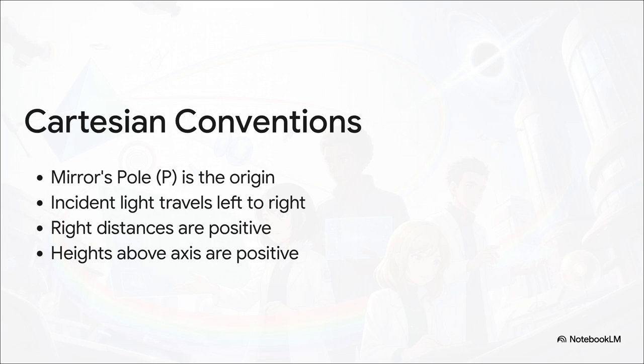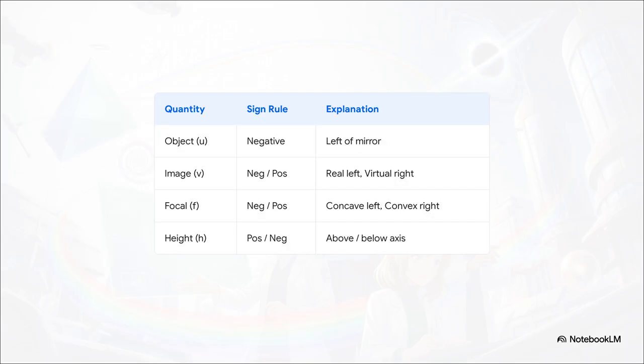Because incident light always travels from left to right, any distance measured to the right is positive, and anything measured to the left is negative. Same goes for height. Above the axis is positive, below the axis is negative. Pretty straightforward, right? When you're mapping this out, you really want to pay close attention to the object distance, represented by the letter U. Because you physically place an object in front of the mirror on the left side, that value is always going to be negative.